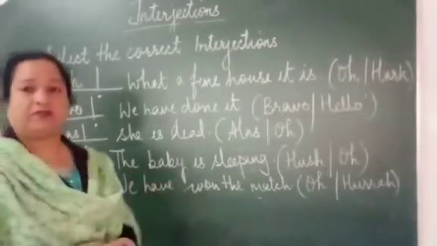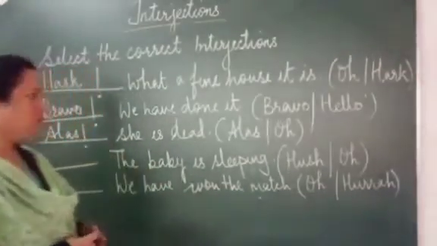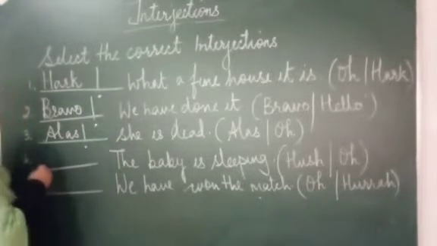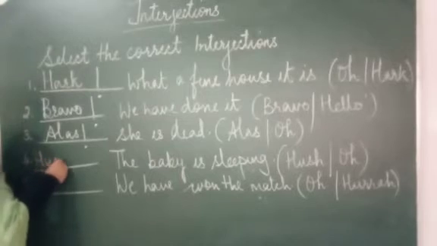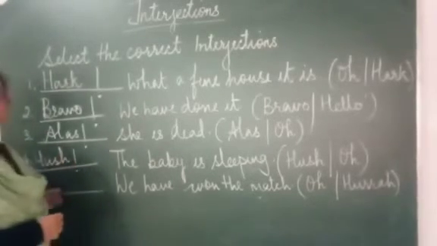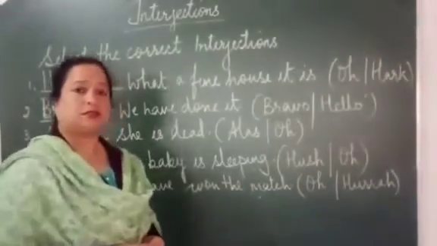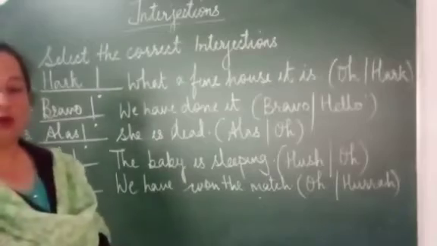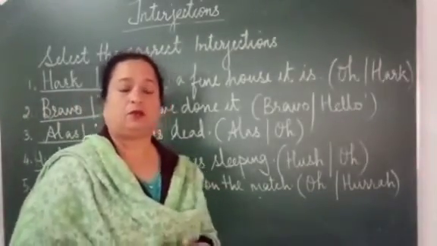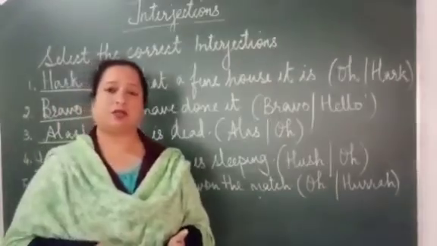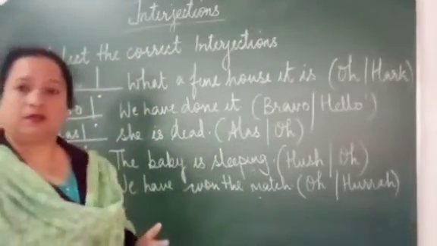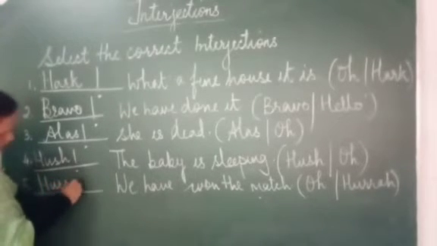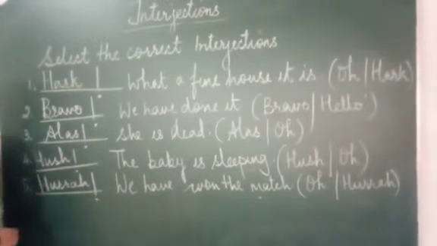Next, the baby is sleeping. Now over here, I want everyone to keep quiet as the baby will get disturbed. So what are the words in the bracket? Hush. So hush indicates that someone should be quiet since the baby can get disturbed. The next one, we have won the match. So once again, hooray is an interjection that indicates sudden joy. So we use the word hooray, which is followed by an exclamation mark.